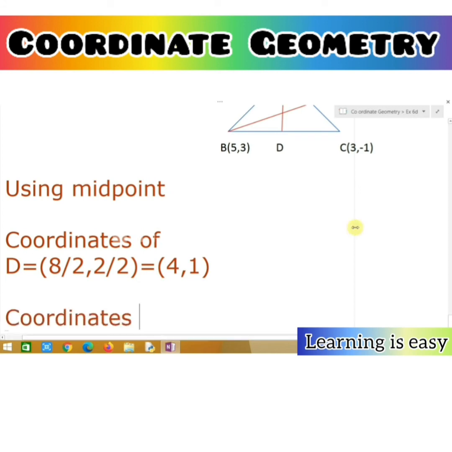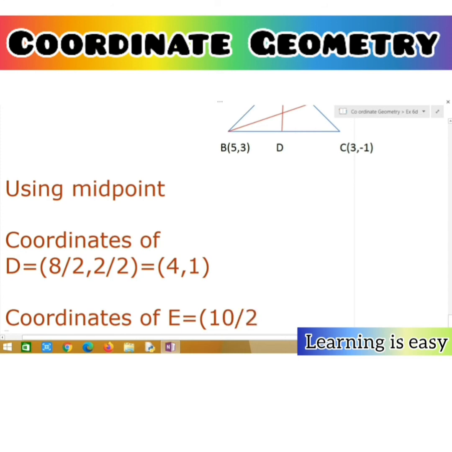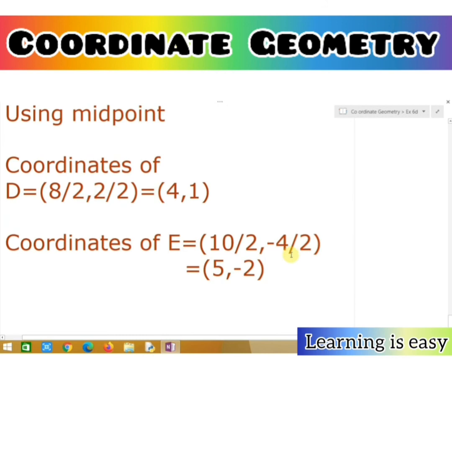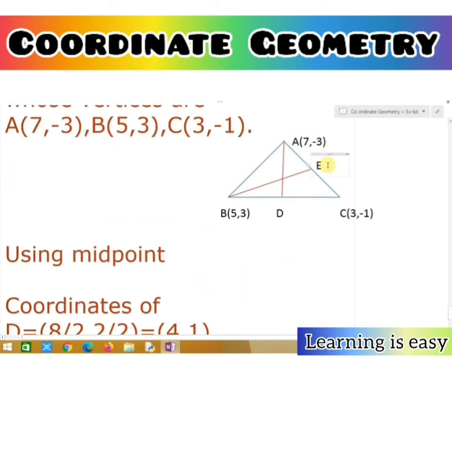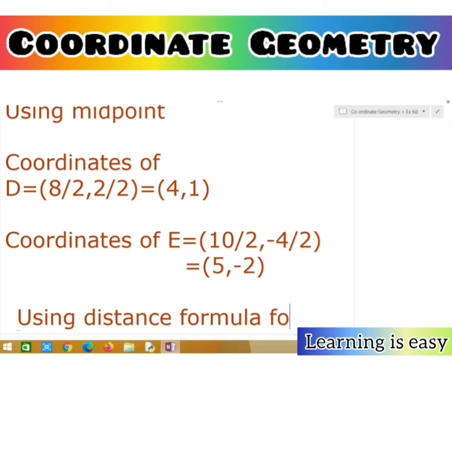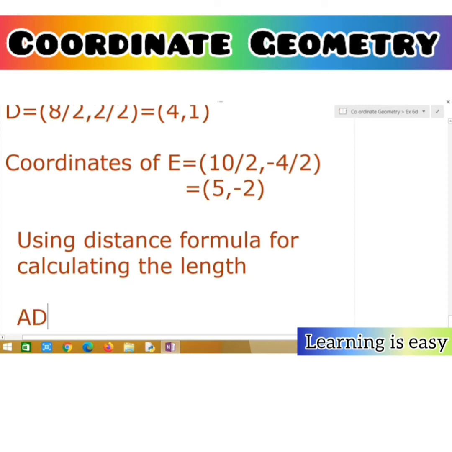Similar way, coordinates of E by using A and C, 7 plus 3, that's 10 by 2, and minus 3 minus 1, that's minus 4 by 2. So the coordinates of E is going to be 5 comma minus 2. Now we got D and E, so using the distance formula, we can get the length. We are playing around with only the same set of formulas used in the previous exercises of coordinate geometry.